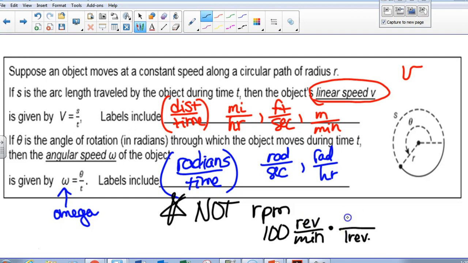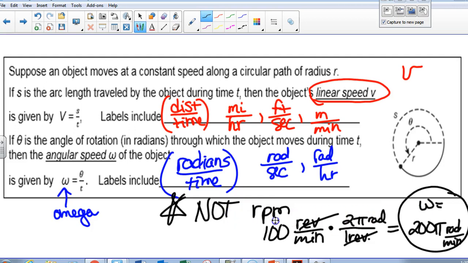One revolution is 2 pi radians. Using my dimensional analysis, revolutions cancel. I have radians per minute. I get 200 pi radians per minute. Now it's an angular velocity. Here, when we started out and it was in RPMs, it was not an angular velocity. Everybody good with the difference? It's got to be in radians per time to be an angular velocity.